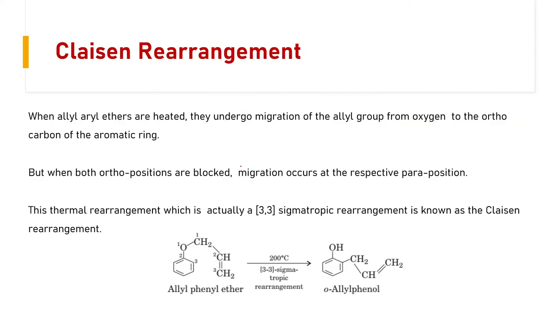Let's move on to the next one, which is known as the Claisen rearrangement. The Claisen rearrangement is quite an important part of phenols. When an alkyl aryl ether is heated, it undergoes migration of the allyl group from the oxygen to the ortho position of the aromatic ring. When ortho positions are blocked, it will go to the para position. Now, its mechanism is quite simple, but you need to understand a little how this reaction takes place.